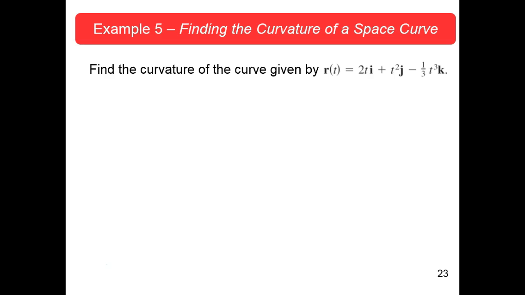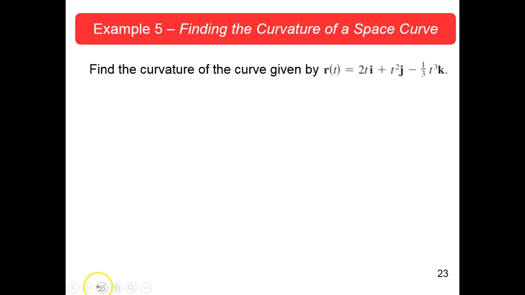Find the curvature of the curve given by r of t equals 2t i plus t squared j minus 1/3 t cubed k. Since you have r, we can do the unit tangent vector if you wanted to, but why not just do the second formula from the theorem? Let's do r prime, r double prime, and then divide by the magnitude of r prime cubed.